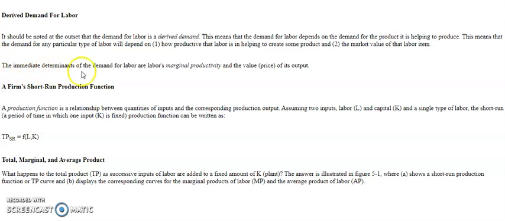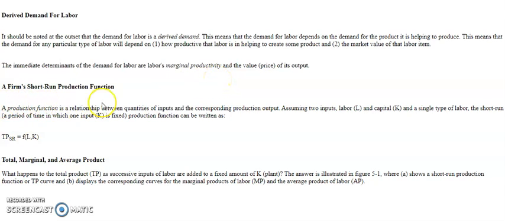The immediate determinants of the demand for labor are labor's marginal productivity and the value of its output. The determinants of demand for labor are the labor's marginal productivity, that is, how productive that labor is, and second, the value of its output.